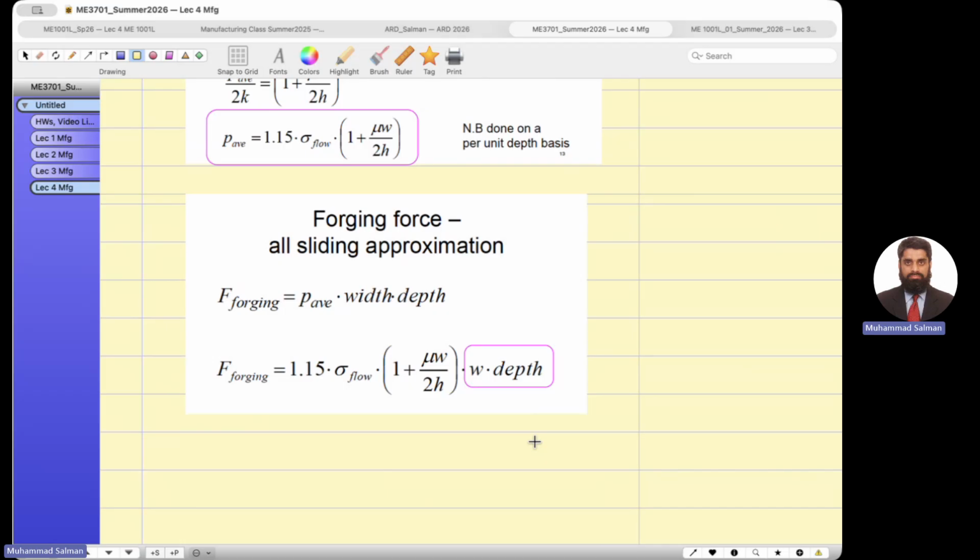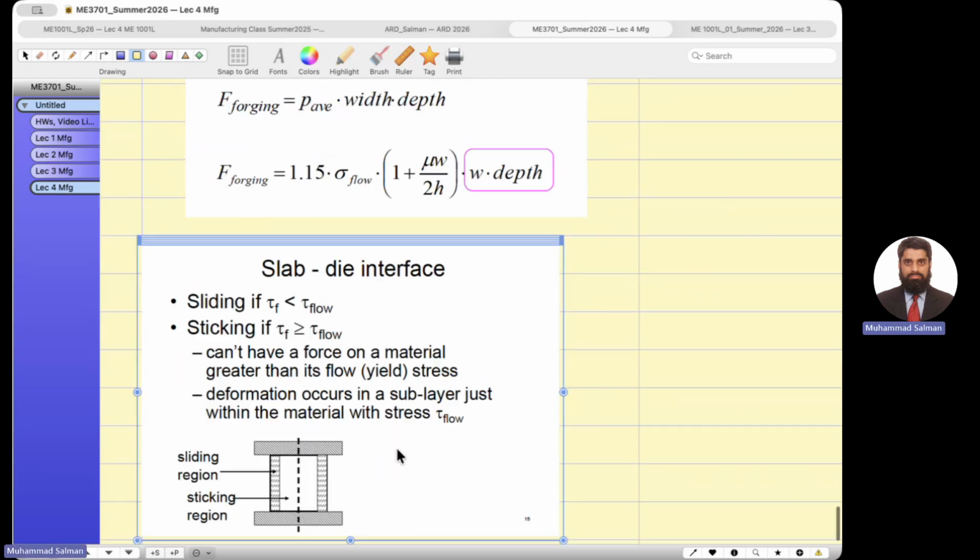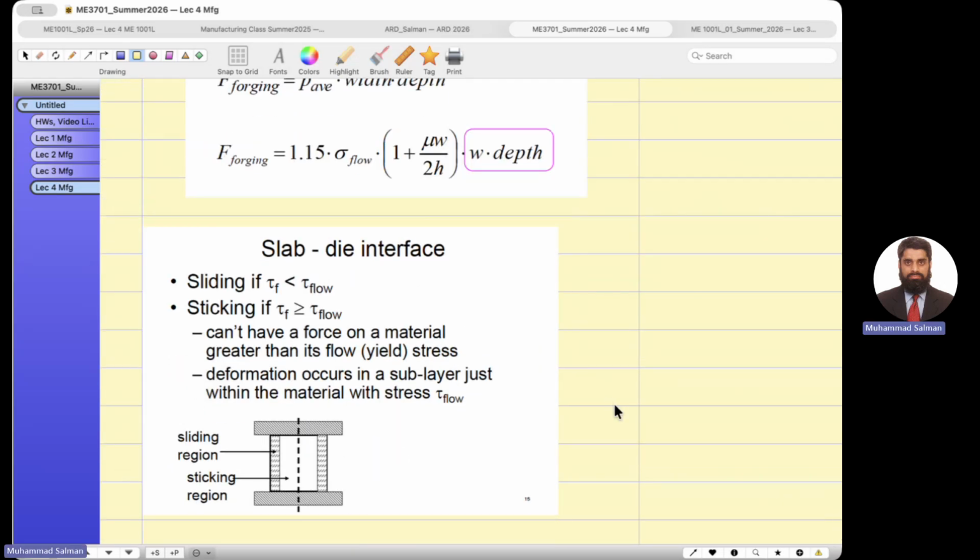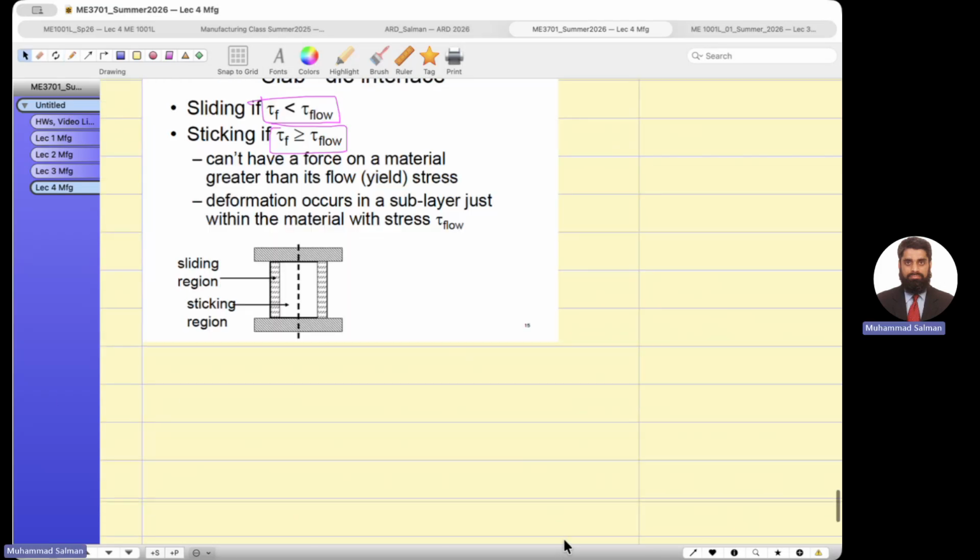This is the forging force when you are assuming that the friction force is less than the flow stress, the K value. Let me show you over here. If the friction force is less than the flow stress, this is all sliding. If it is greater, then this is all sticking. You try to understand: this is sticking inside and sliding outside.